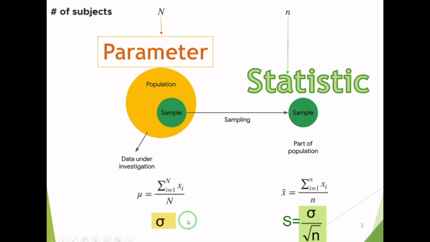Here you can see the formulas for calculating the mean of a population versus a sample, and the standard deviation of a population versus the standard deviation of a sample. So here, just to remind you, if you want to calculate the standard deviation of a sample, you can use the formula for standard deviation covered in the first chapter.